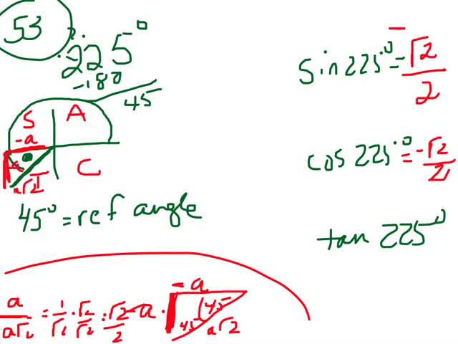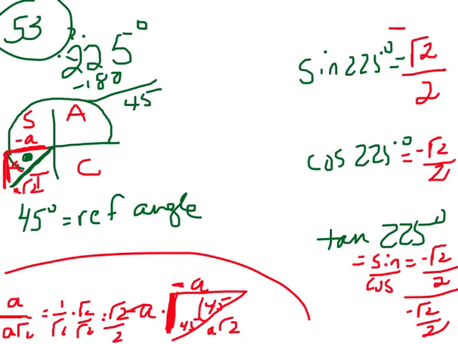Now the tangent, if you remember, is the sine over the cosine. And so if I were to put negative square root of 2 over 2 over negative square root of 2 over 2, well actually isn't it the same thing over itself, right? So it's a 1, isn't it? Because it's the same thing over itself. Both of them were negative, so it becomes a positive 1. And so that's what we're doing in that section.